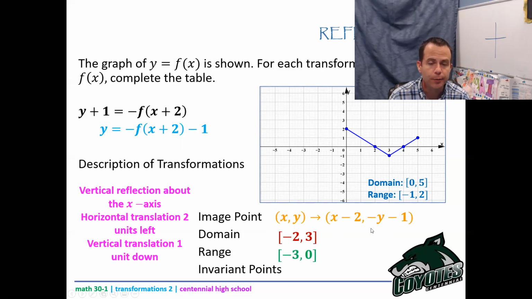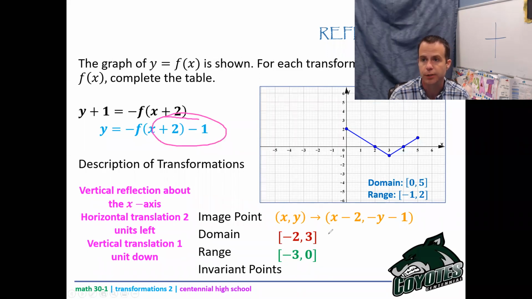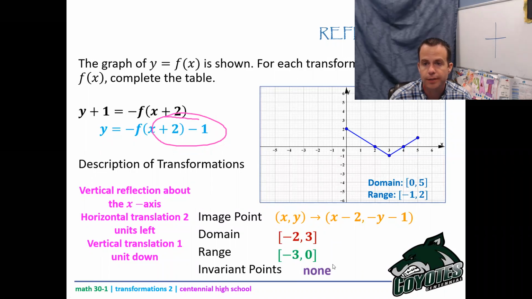Are there any invariant points? One thing I want you to know right away, as soon as you throw in translations, you move everything left, right, or up or down, whatever it is, but everything changes. So as soon as you have a translation involved, there can't be any invariant points. Okay, so we just say none.